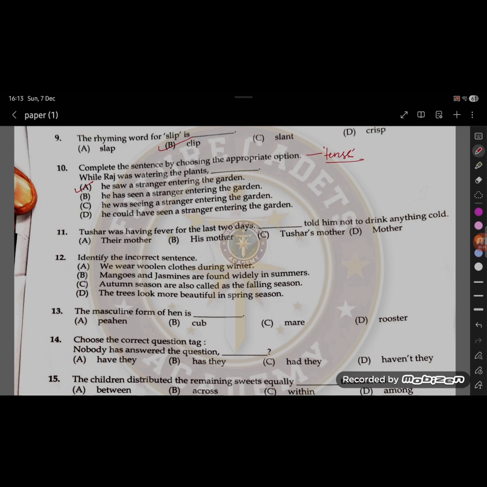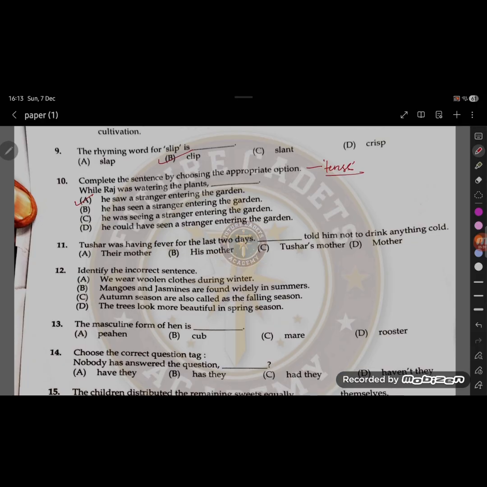For question number 11, again a question on tense. Tushar was having fever for the last 2 days. Dash told him not to drink anything else. Now since it's Tushar having fever, someone else will definitely give him the advice. And the advice will be given by Tushar's mother.